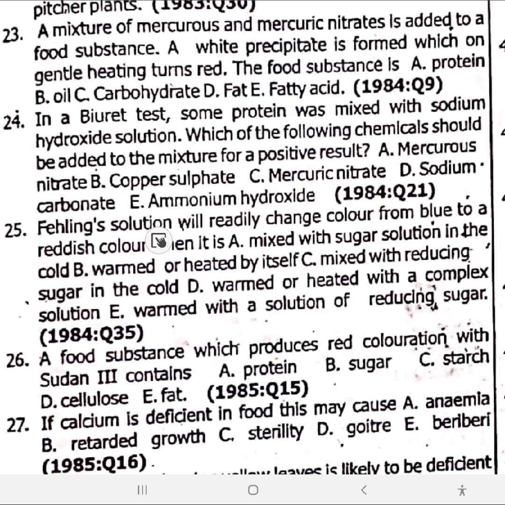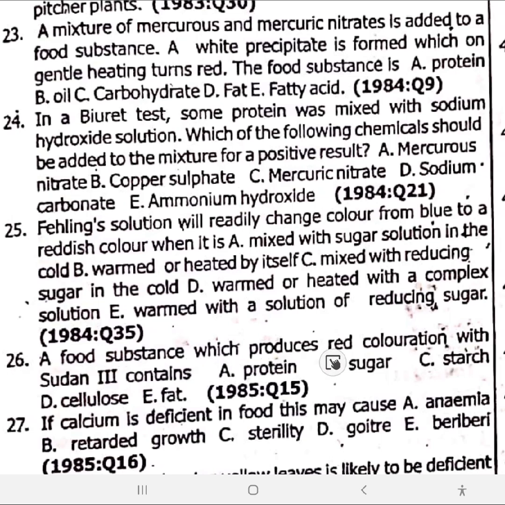25, Fehling's solution. Fehling's is the test for sugar. It will readily change color from blue to reddish coloration when it is mixed or warmed with a solution of reducing sugar. Option E. When they say warm here, they mean that you must have added acid to that sugar, hydrochloric acid in this case. The reducing sugar here is sucrose, option E.